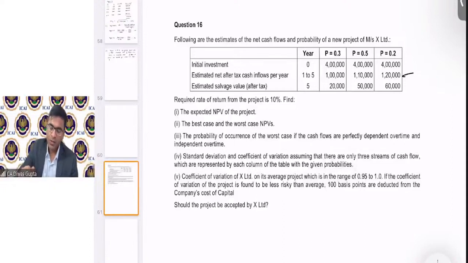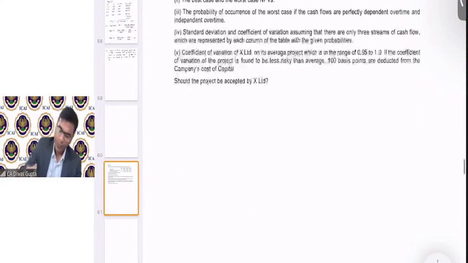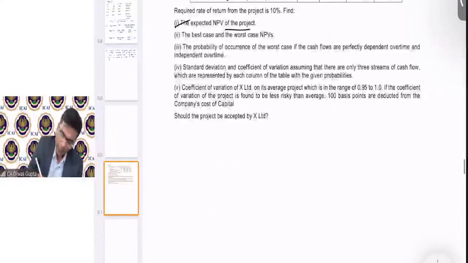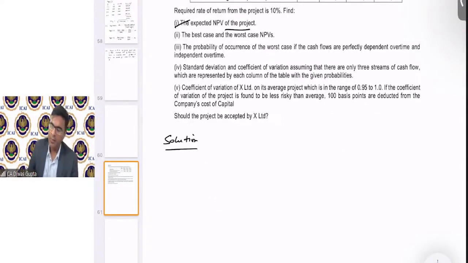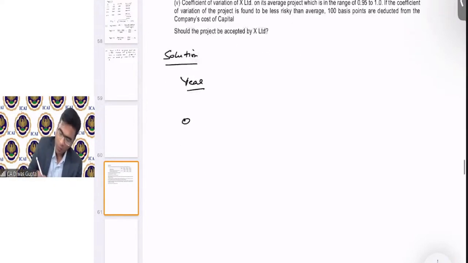Okay. So first, the expected NPV of the project. Easy and simple. We have to just multiply with the respective probabilities and arrive at the NPV. So the solution will be, we can go year by year, 0, 1, 2, 4 we can put, then fifth year we can put because of the salvage value.